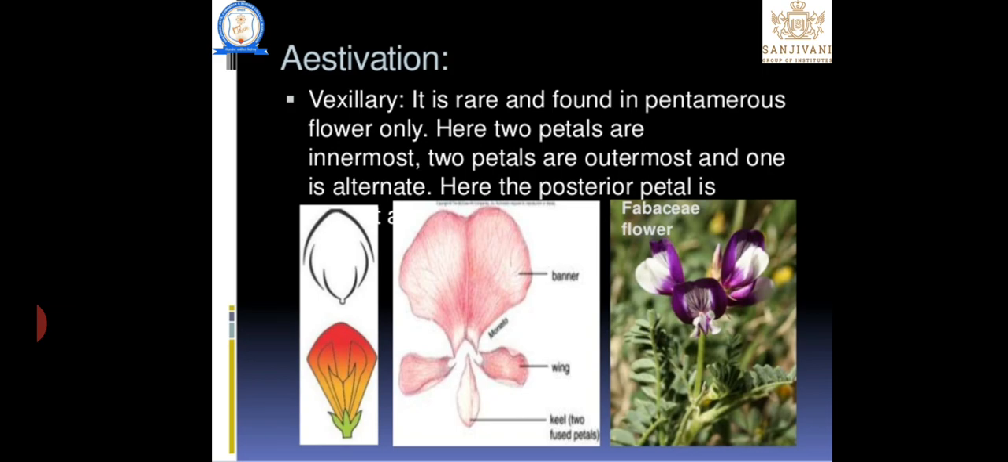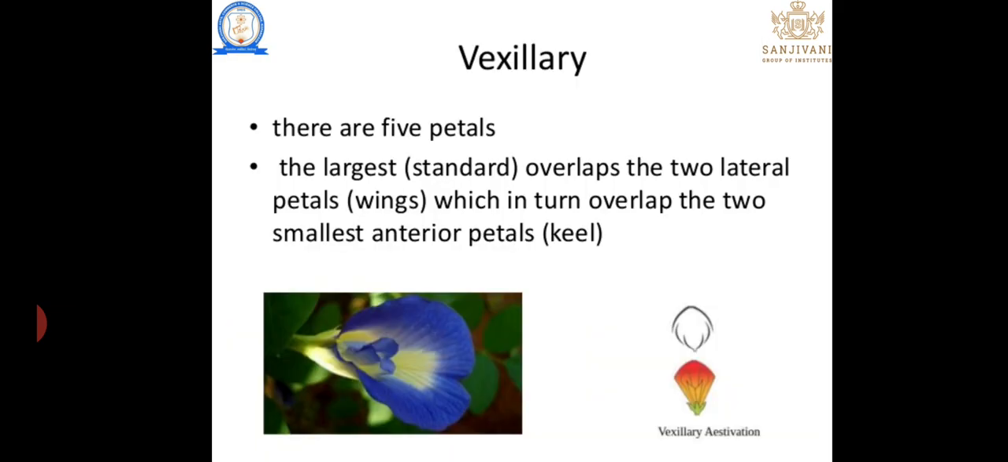We can see the keel, that is the lower petals. The two on the other side are known as wing petals, and the larger petal at the upper side is known as the banner. In vexillary there are five petals. The largest petal is known as the standard. The two lateral wing petals overlap the two smaller anterior petals. That means the first two at the top are the standard petals, the middle two are the wing petals, and the one is the keel petal.